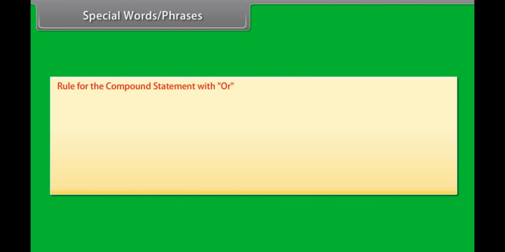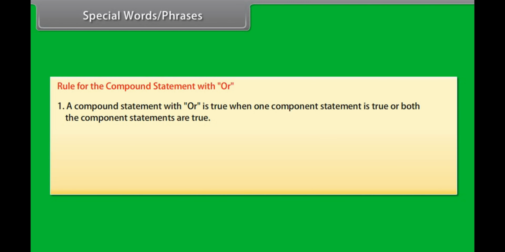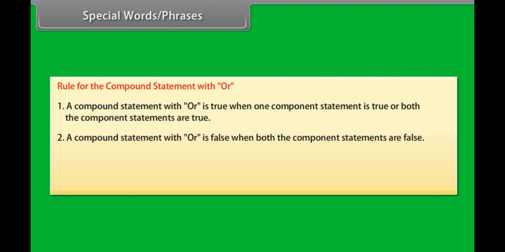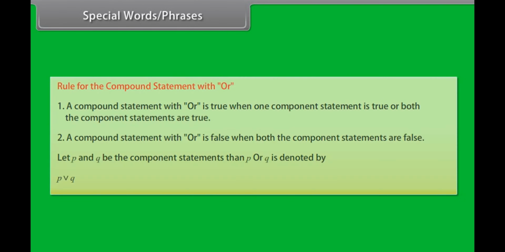Rule for the compound statement with or. 1. A compound statement with or is true when one component statement is true or both component statements are true. 2. A compound statement with or is false when both component statements are false. Let P and Q be the component statements, then P or Q is denoted by P ∨ Q.